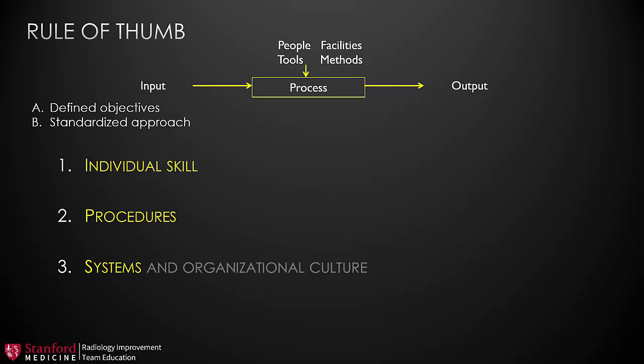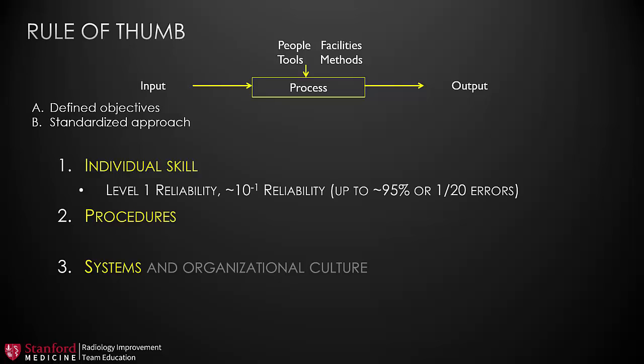There's a rule of thumb that generally holds for how reliable each of these approaches is. In general, when you rely on individual skill, the best you can do is roughly about 10 to the minus 1 reliability, or getting it right about 95% of the time. This is through basic standardization, education, training, and feedback. And beyond that, you need higher reliability mechanisms. So individual skill is a level 1 reliability strategy.